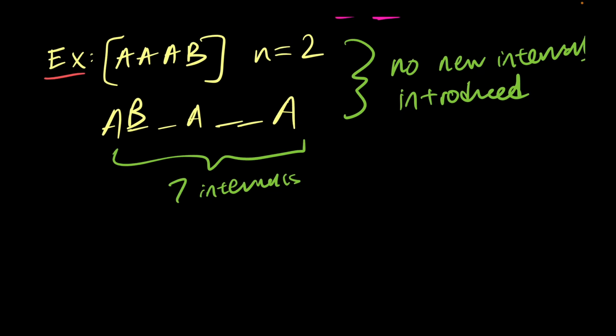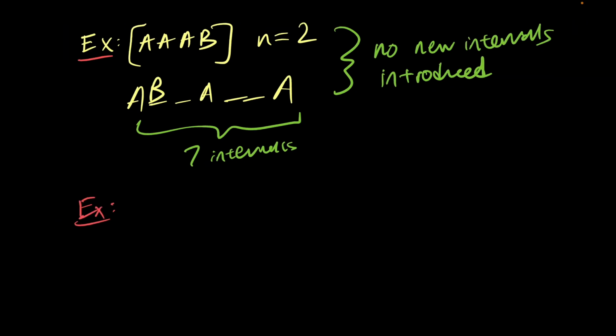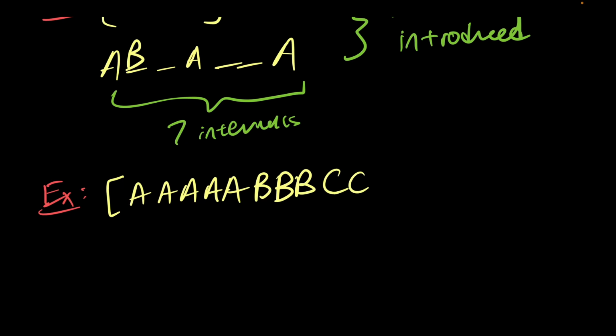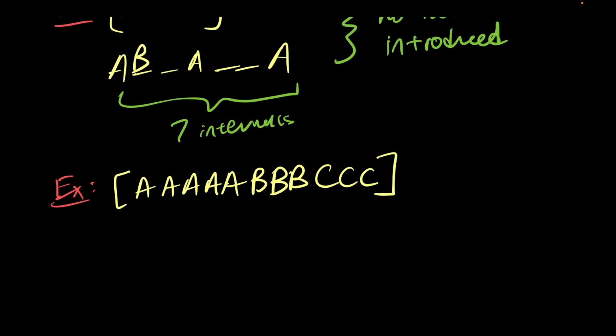Now, what about this case? What if we have, for example, the input A, B, B, B, C, C, C, and our cooldown time, let's say, is 1.